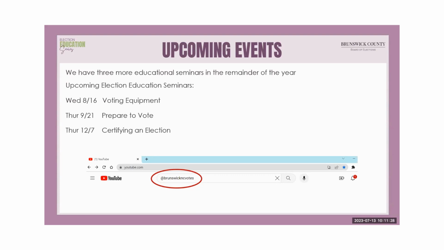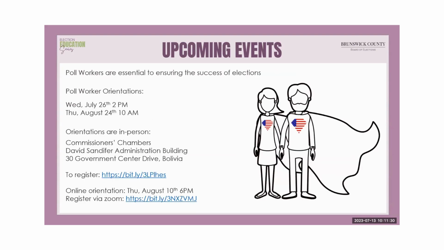Now, we also have a few more poll worker orientations scheduled before we begin our training in September for the municipal election. Poll workers or election officials operate the polls and provide assistance to voters throughout our 27 precincts during early voting and on Election Day. And we rely on hundreds of poll workers each election to maintain our voting sites.